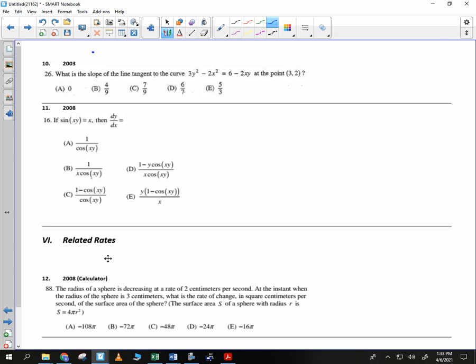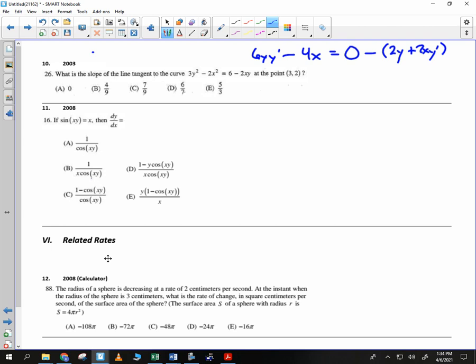Slope of the line tangent, so I need to find this derivative. Fortunately, I know how to do that. The derivative of 3y squared is going to be 6y y prime, minus, and the derivative of 2x squared is 4x. Equals, the derivative of 6 is 0, minus, and then I have to take the derivative of 2xy. The derivative of 2xy requires the use of the product rule. Very good. Derivative of 2x is 2 times y plus, and then I have 2x times the derivative of y, which is y prime.